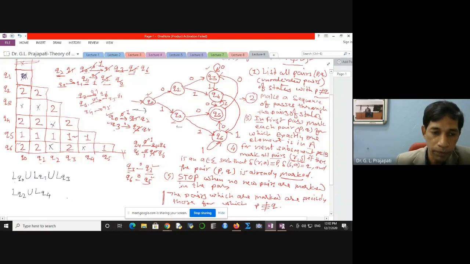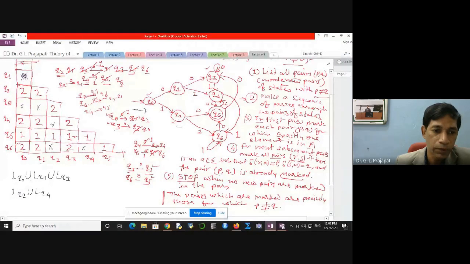Now you have Q5. Where can Q5 go? Q5 will go to this equivalence class, or it may go to a different equivalence class. So see, Q5 and Q2 is marked.